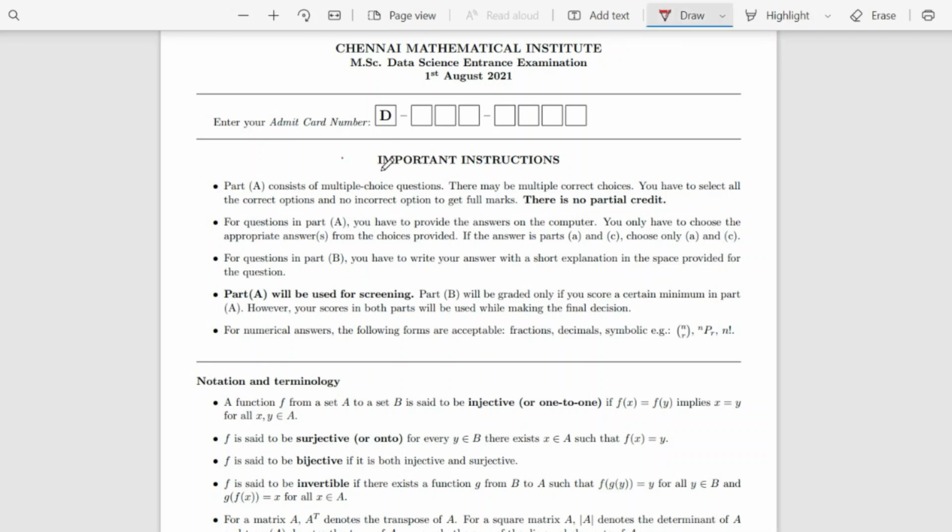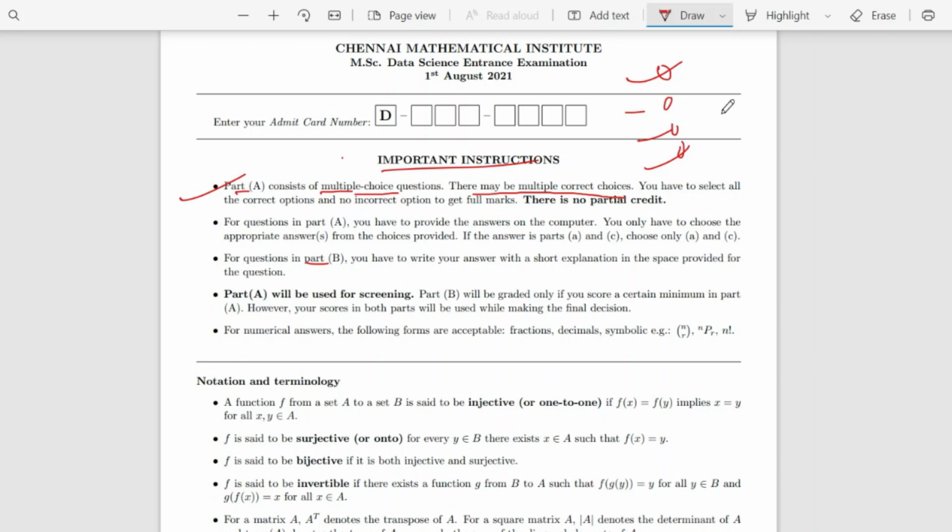Well, let's talk about the important instructions of the paper. The important instructions say that this paper consists of multiple choice questions. You will have two parts, part A and part B. In part A, you will have only multiple choice questions, but there may be multiple correct choices also. If you are given four options, it is not necessarily the case that only one option is correct; in some questions two, three or more options can also be correct.